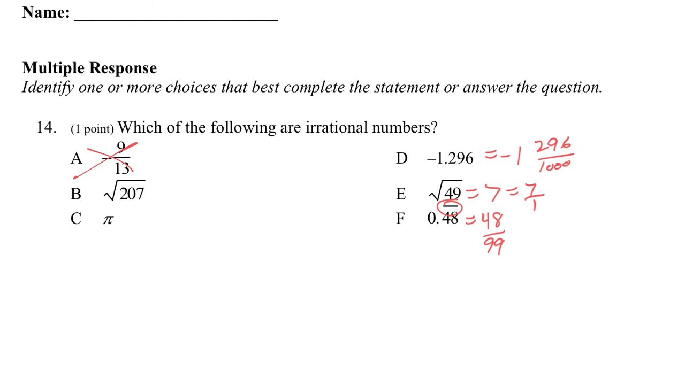So what is the answer? The answer is B. I don't know what the square root of 207 is. It has no nice square root to it. And pi, famous irrational number. And I think that's all I have to say with that.